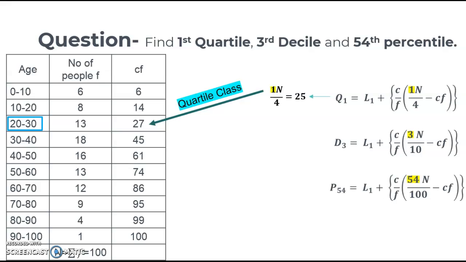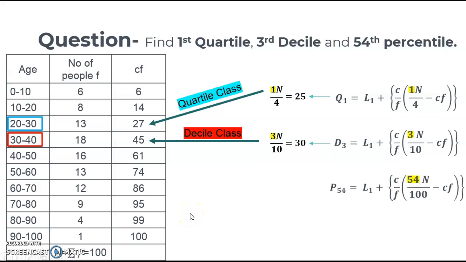Similarly, we want to find out the decile class. So consider this term, 3n divided by 10. Put the value of n as 100. You will get the value 30. Now locate the cumulative frequency which is just greater than 30, that is nothing but 45, and the corresponding class we are going to call the decile class, which means the decile value, or D3 value, will be in between 30 to 40.